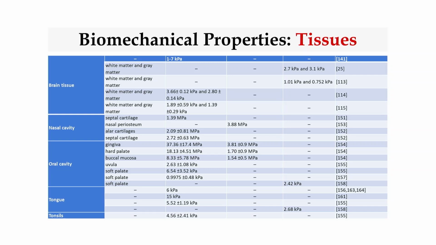Next is nasal cavity. These are all the different tissues which we have discussed in the first few sessions, their structures and how they look like. Nasal cavity, the modulus of elasticity has been defined. The septal cartilage, alar cartilage, and the septal cartilage, again by another group, have been defined with properties as follows, right? And then the ultimate tensile strength of the nasal periosteum is also defined, but the shear modulus is not known. From the oral cavity which we have studied, the gingiva, hard palate, buccal mucosa, uvula, soft palate, all these properties are fairly well defined, right?